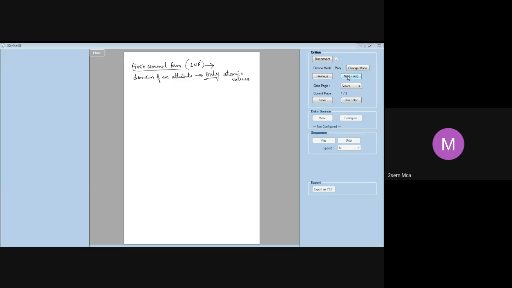It should be an atomic value and it should be a single value. Atomic means simple and indivisible. You cannot break it further down into smaller parts. Only atomic values should be included for any attribute in a tuple. You cannot have multi-valued attributes, composite attributes, or complex attributes. Nothing of this sort will the first normal form allow.